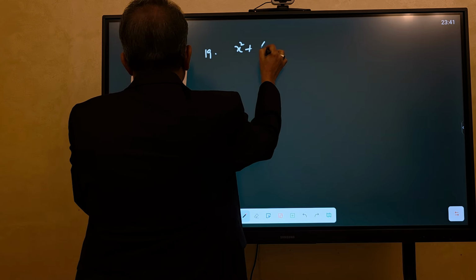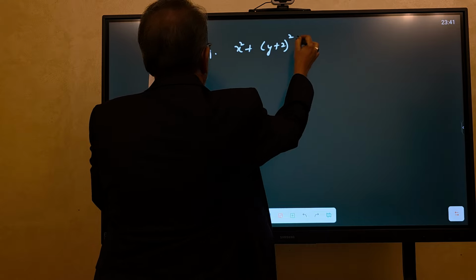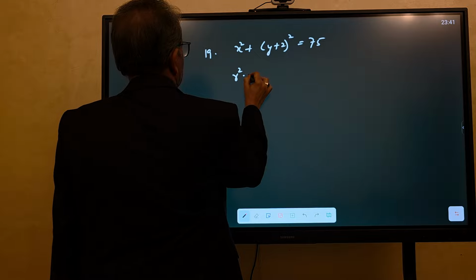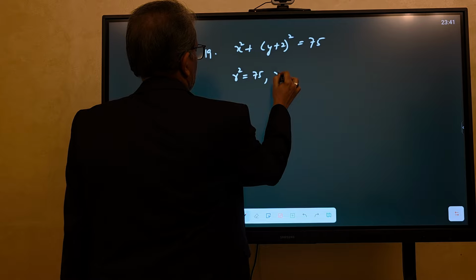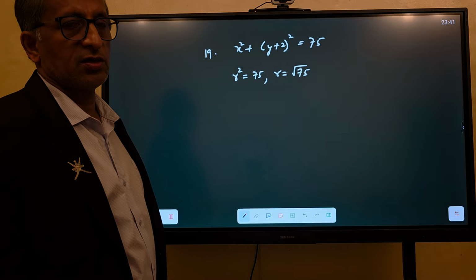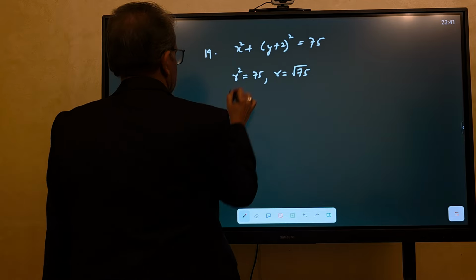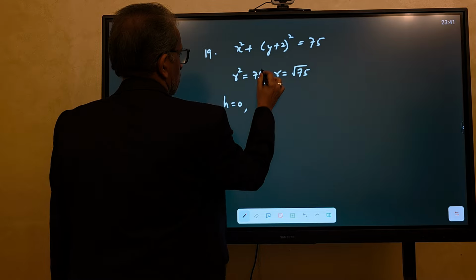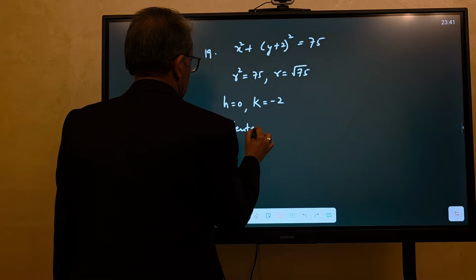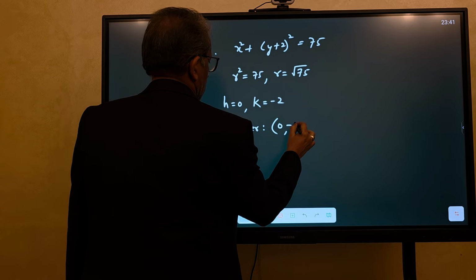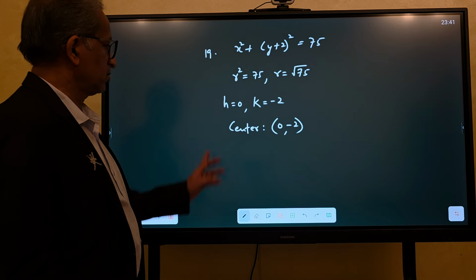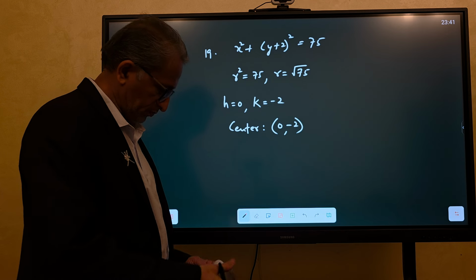x squared plus (y plus 2) squared equals 75. So what is r squared? 75. But I want r, so I have to take the square root. So r is root 75. So what is h here? 0. What is k here? Minus 2. Therefore, the center is 0, minus 2, because no h, and y plus 2 means k is minus 2. So the center is (0, -2).